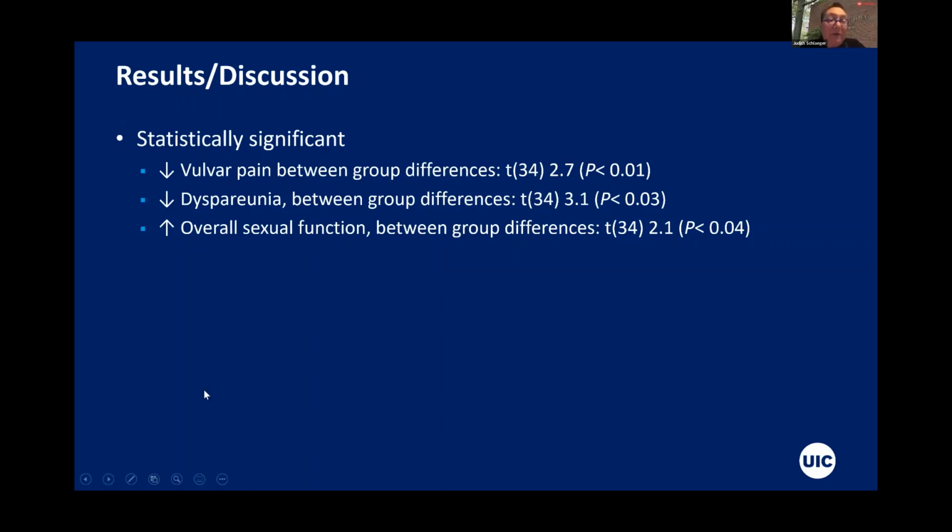We found that there was a reduction in vulvar pain, a reduction in painful intercourse, and an increase in overall sexual function in women who were treated with acupuncture versus a waitlist control group, which means women just went about their lives and they were control groups to compare the acupuncture group against.